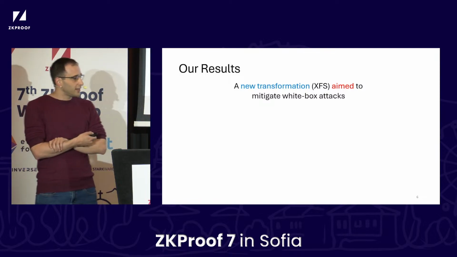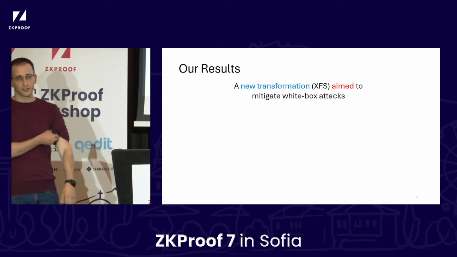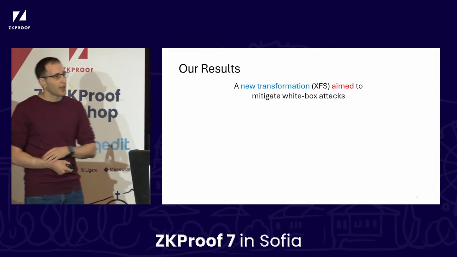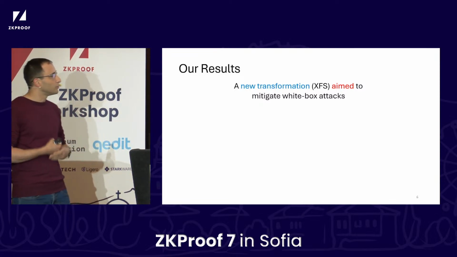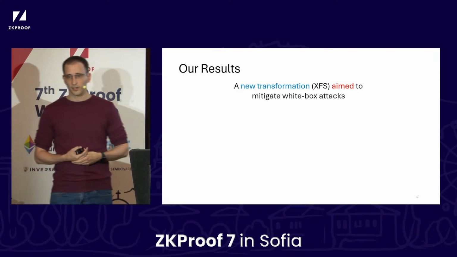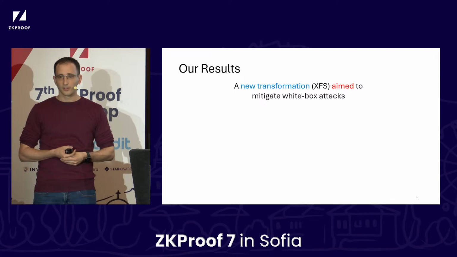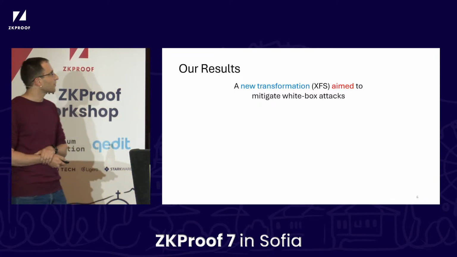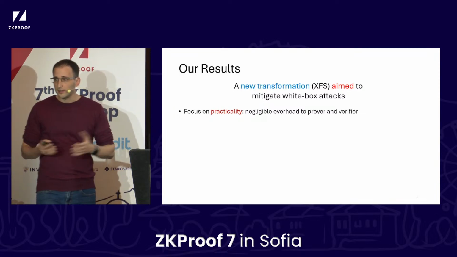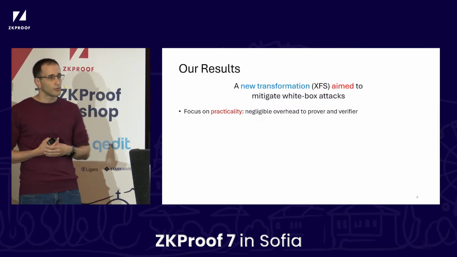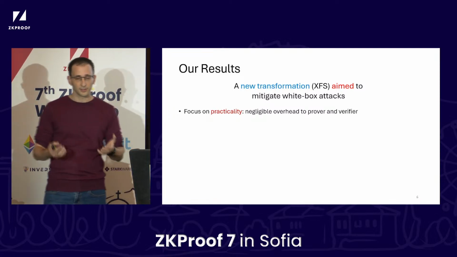So let me start by describing our result. We provide a new transformation, okay? We call it XFS, this is extended Fiat-Shamir. And it's aimed, and I want to emphasize the word aimed, okay, to mitigate white box attacks. When I say white box attacks, these are the deorganization attacks, attacks such as the one Ron talked about, okay? Our solution focuses on practicality, okay? It has a negligible overhead on the running time of the prover and the size of the communication.